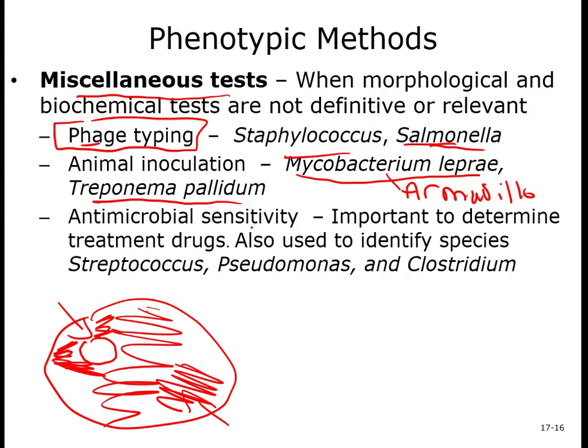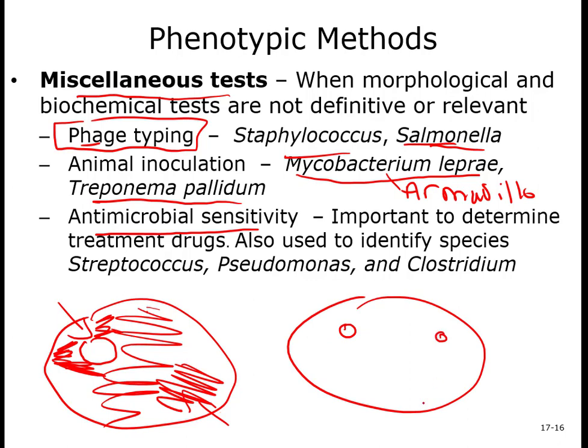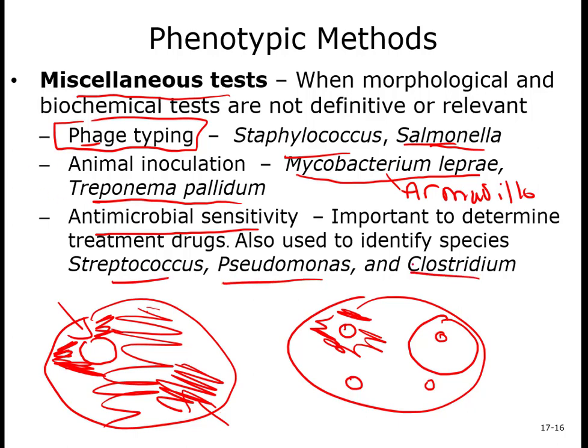Lastly, we might use antimicrobial sensitivity testing or Kirby-Bauer testing, which we're going to do in lab this week, where you put a lawn of bacteria on the dish and you put these little discs that contain different antibiotics, and you look to see if the bacteria still grows in the presence of the antibiotic or if you see that zone of clearing again. So not only can this be used to identify which drug would be the best treatment for the organism, but it also can be used to identify specific species or strains of some organisms. So we might use this, for example, for strep, Pseudomonas, and some species of Clostridium.